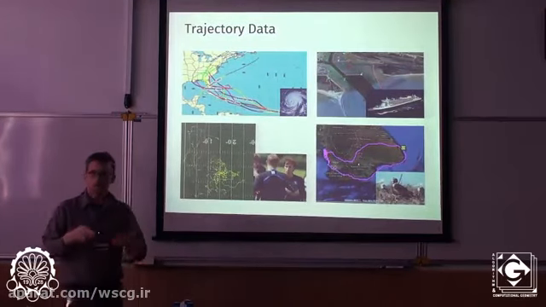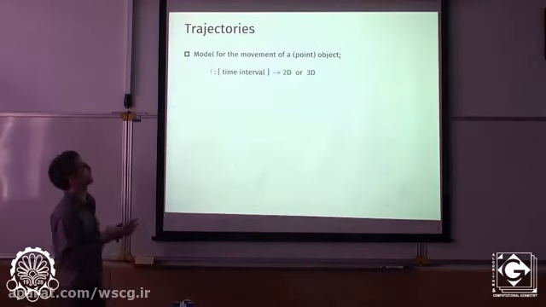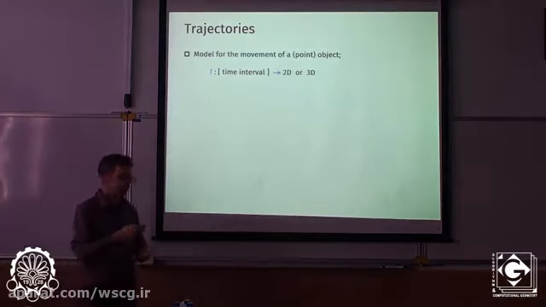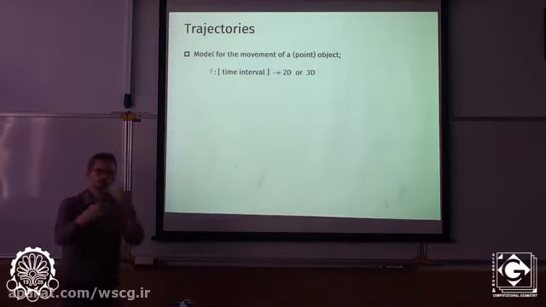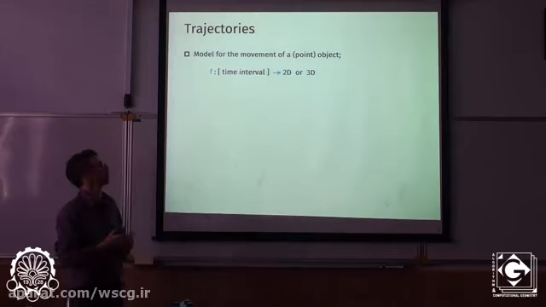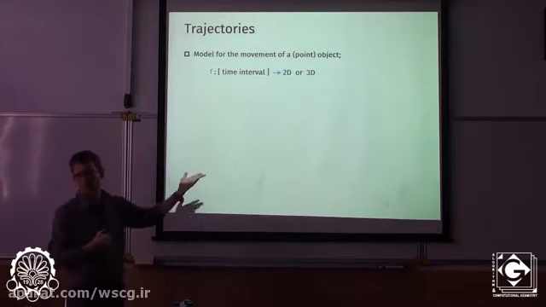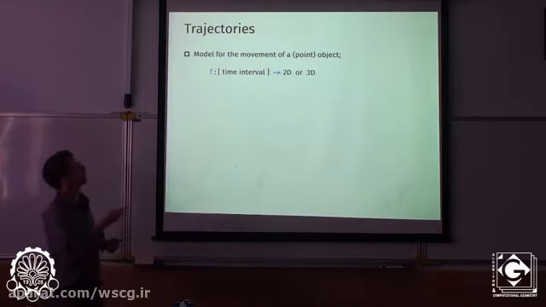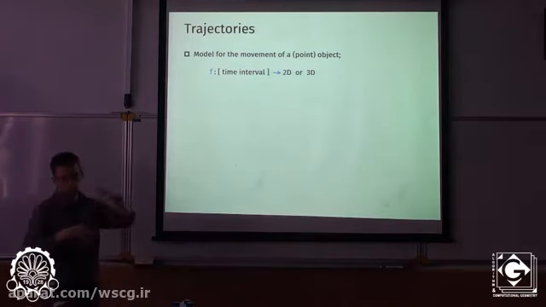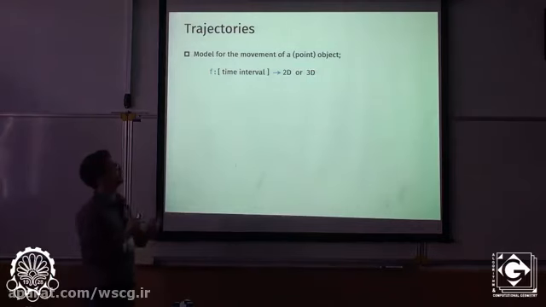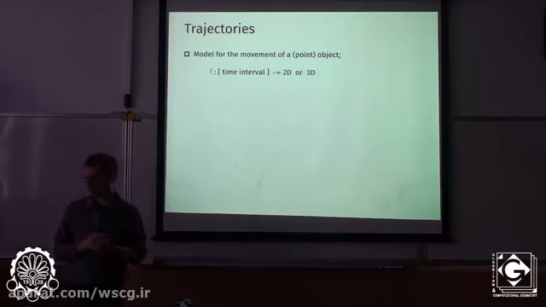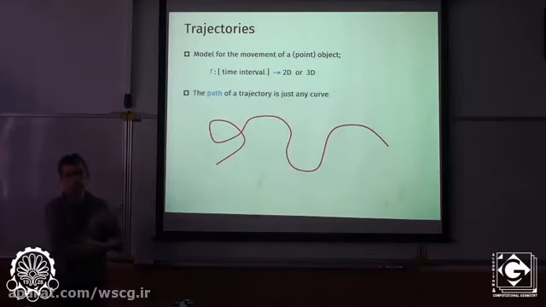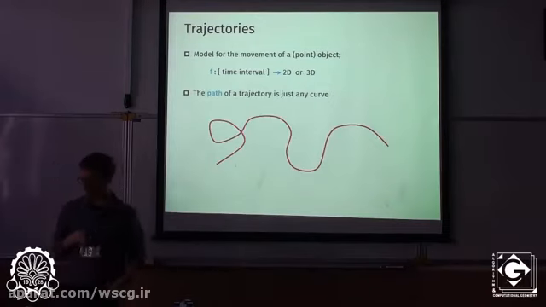So trajectory data is about moving objects. In principle, a trajectory is just a mapping of time into Euclidean space, for us typically two or three dimensions. Most often we think of this in terms of two dimensions, because in many types of data the third dimension, so height, is not so reliable. So we're essentially talking about two-dimensional curves parameterized over time. The path of a trajectory is really just a curve.